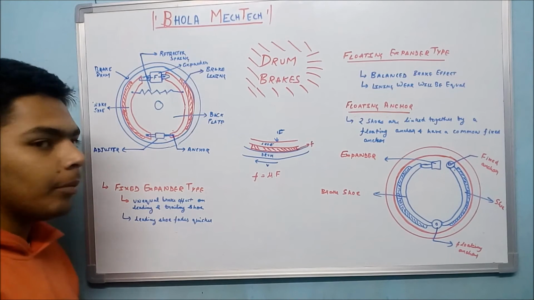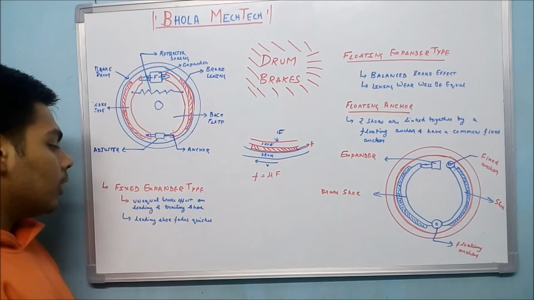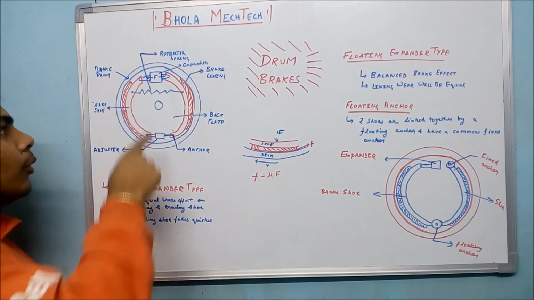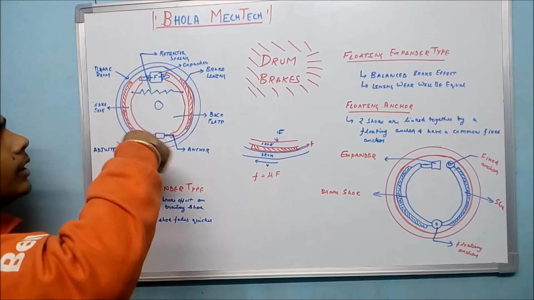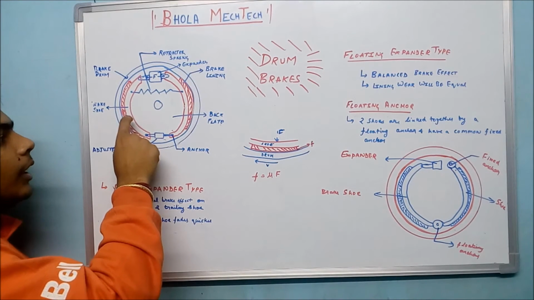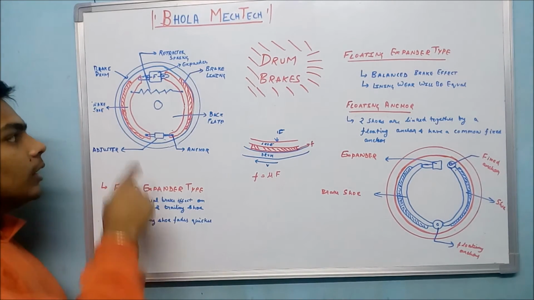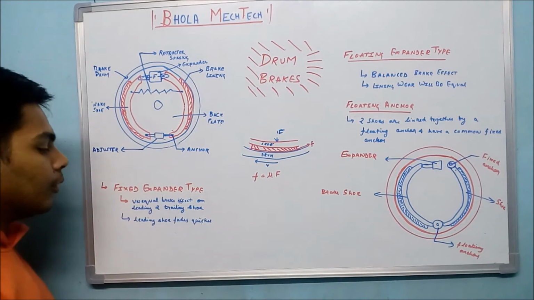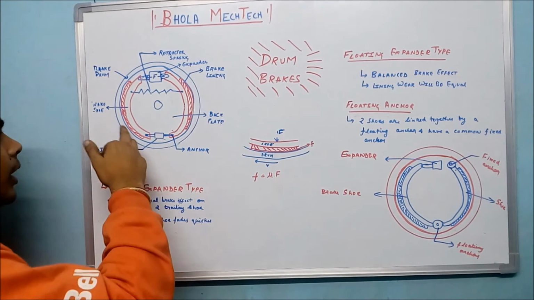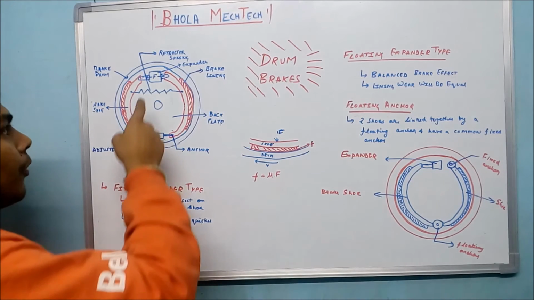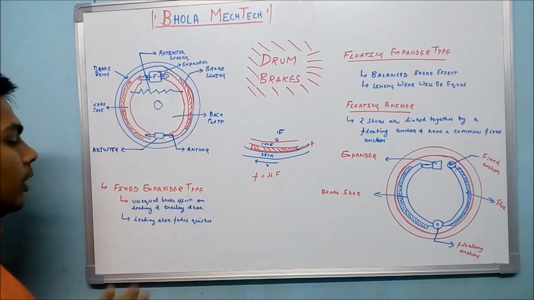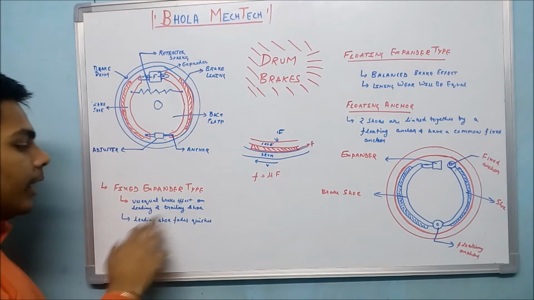There are three major types of drum brakes. Fixed expander type drum brakes, in which the expander is fixed to its position. Since the expander is fixed, the force applied will not be equal. When this brake drum is moving in the anti-clockwise direction, this will be the leading brake shoe, and this will be the trailing brake shoe. Because the leading brake shoe will have more frictional force, this brake lining will get worn out faster. When these brake linings wear out faster, the force will act larger on this and smaller on this. So this will create an equal brake effect on leading and trailing shoe.